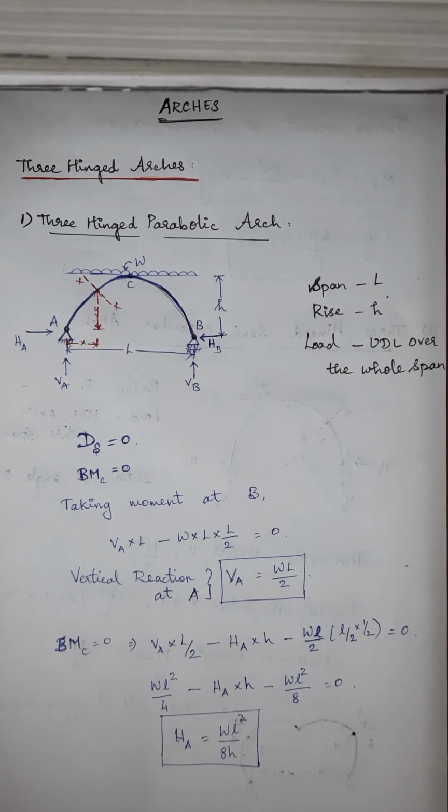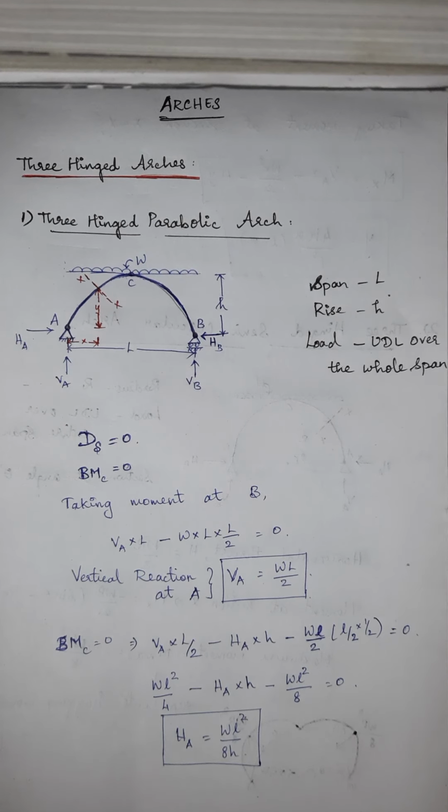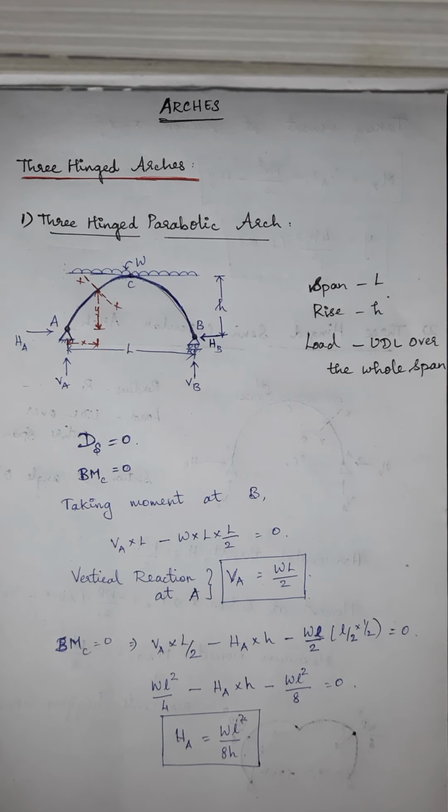Today we'll see about 3-hinged arches. There are 4 conditions in arches. We'll see about that one by one. First one is 3-hinged parabolic arch.